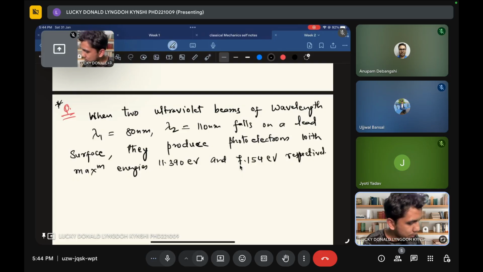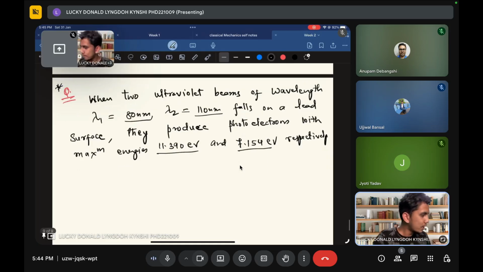So what does it mean? You see here, lambda 1 has a lower wavelength, which means the energy of the incident photons is higher, so it also produces a higher kinetic energy, 11.390, compared to lambda 2. Lambda 2 has a higher wavelength, which means the incident photon has slightly lower energy, so the kinetic energy of the photoelectrons will be smaller. The first question is: estimate the Planck constant value.